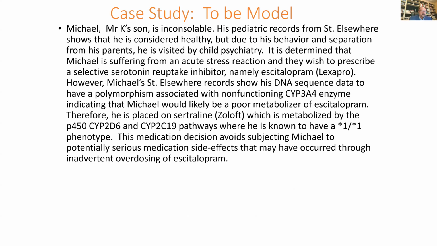However, Michael's St. Elsewhere records show that his DNA sequence data has a polymorphism associated with a non-functioning CYP3A4 enzyme, indicating that Michael would be a very poor metabolizer of escitalopram. Therefore, he's placed on sertraline, or Zoloft, which is metabolized by the P450, CYP2D6 and 2C19 pathways, where he's known to be a star1 extensive metabolizer phenotype. This medication decision avoids subjecting Michael to potentially serious side effects that may have occurred through inadvertently overdosing him with escitalopram.